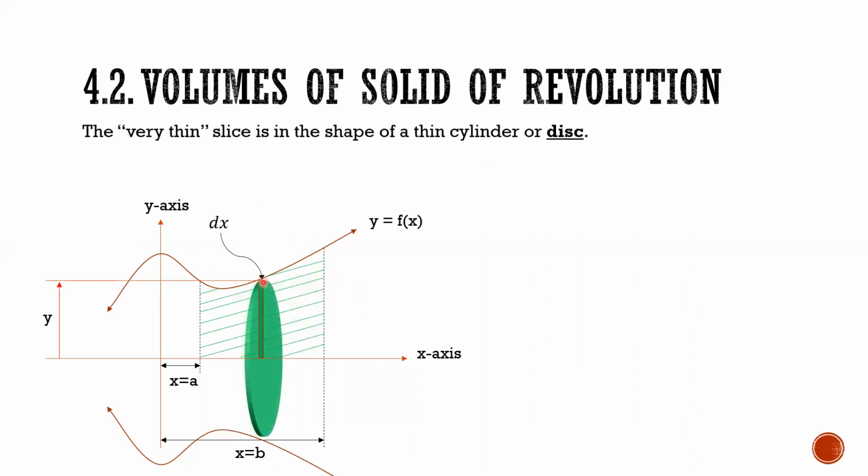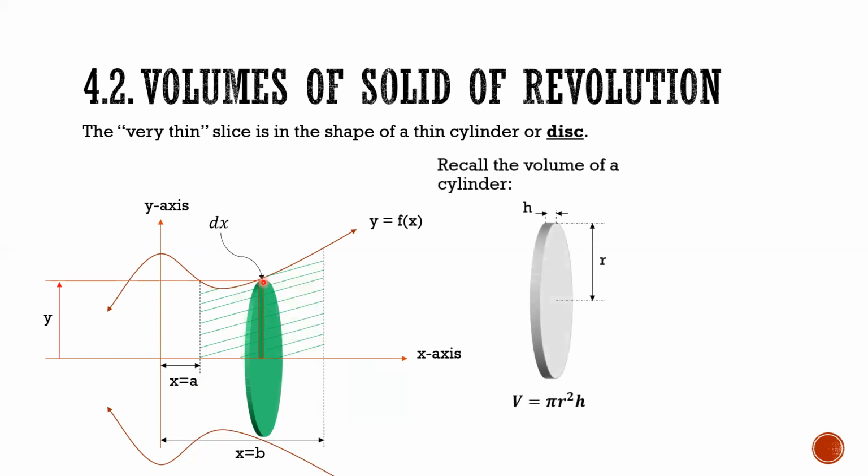The very thin slice is in the shape of a thin cylinder or disc. Now, recall the volume of a cylinder to be equal to pi r squared h, where r is the radius and h is the thickness or the height. Now, from the considered slice, we can easily correspond these dimensions with the measurements in the Cartesian coordinate system. For example, r is going to be the y dimension, and h is going to be the dx dimension.